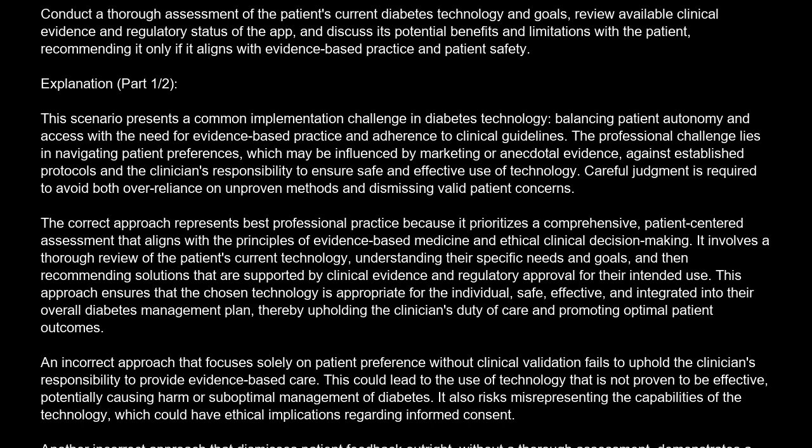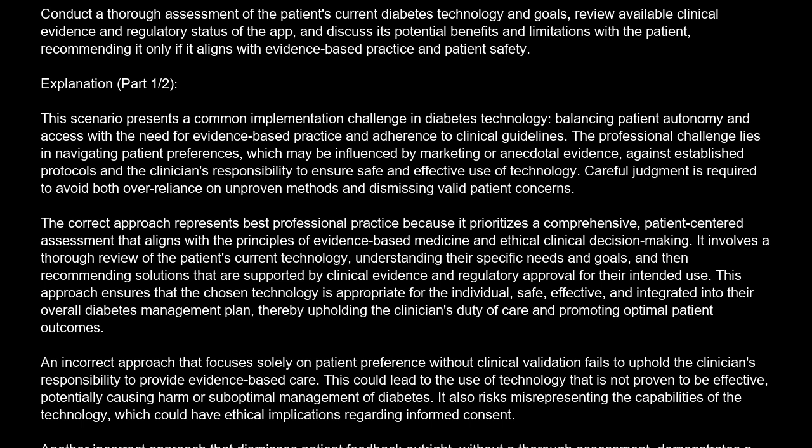The correct approach represents best professional practice because it prioritizes a comprehensive, patient-centered assessment that aligns with the principles of evidence-based medicine and ethical clinical decision-making. It involves a thorough review of the patient's current technology, understanding their specific needs and goals, and then recommending solutions that are supported by clinical evidence and regulatory approval for their intended use. This approach ensures that the chosen technology is appropriate for the individual, safe, effective, and integrated into their overall diabetes management plan, thereby upholding the clinician's duty of care and promoting optimal patient outcomes.